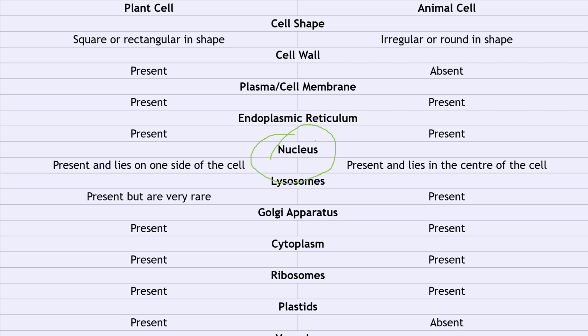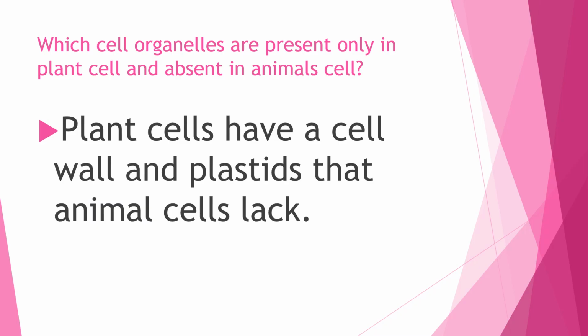Cytoplasm. Cytoplasm is present in both animal cell and plant cell. Cytoplasm is a jelly-like substance which is fluid, and this is where chemical reactions in the cell take place. Which organelle is present only in plant cell and absent in animal cell?